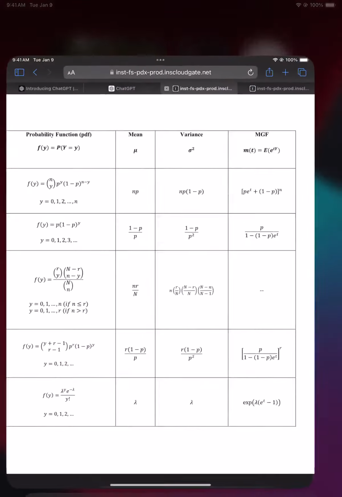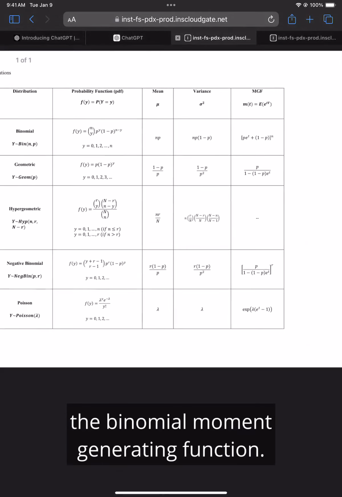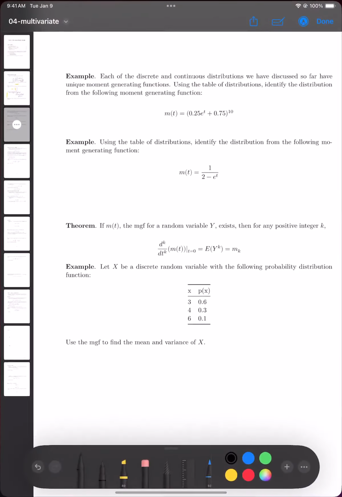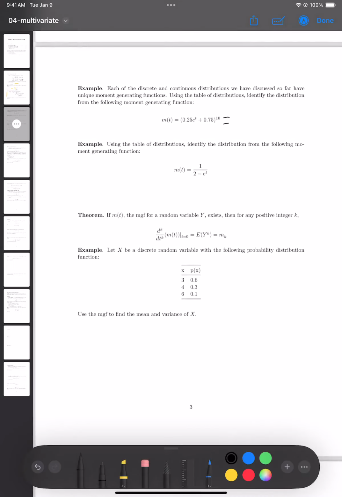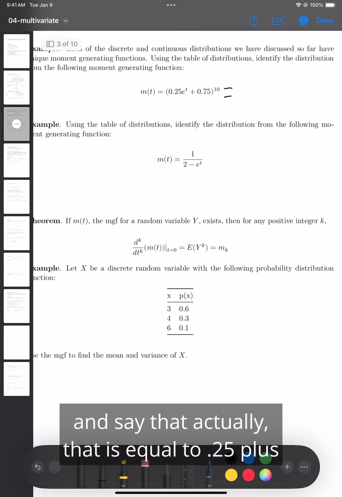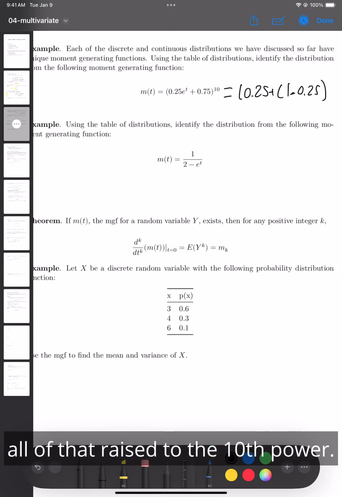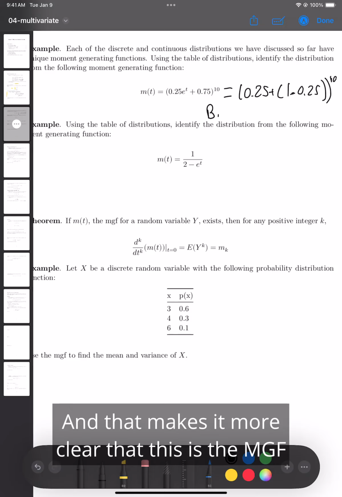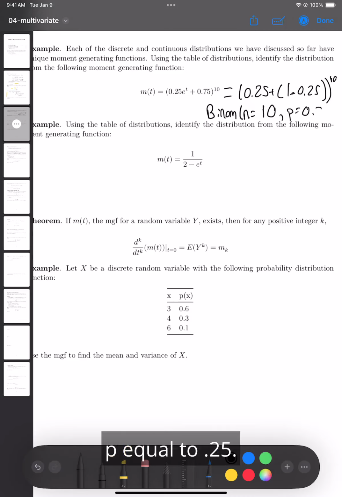After you take a minute, you should notice that it really looks like the binomial moment generating function. To make that more clear, I am going to do a quick rewrite of this and say that it is equal to 0.25 plus 1 minus 0.25, all of that raised to the 10th power. And that makes it more clear that this is the MGF for a binomial random variable with n equal to 10, p equal to 0.25.